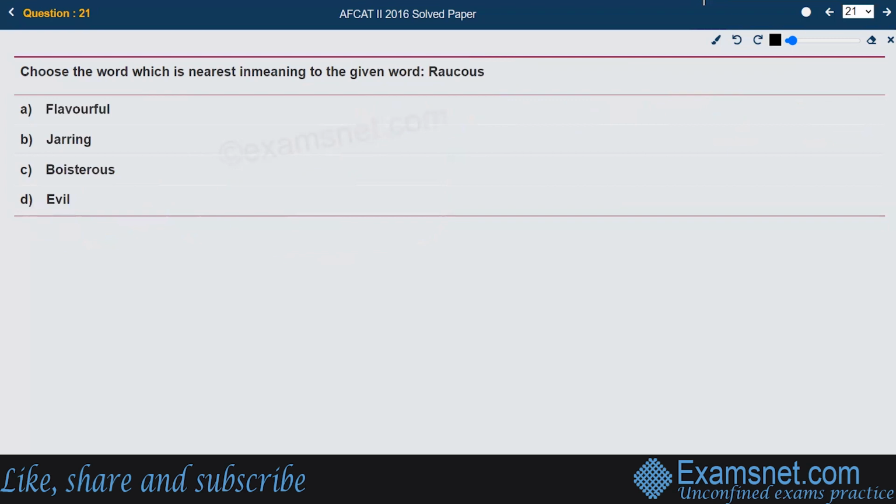Question 21. So the word nearest in the meaning to the given. Again, we are supposed to find out the synonym. The word is raucous. Let us take the meaning of the word raucous first. The word raucous means making harsh and loud noise. Making harsh or loud noise.